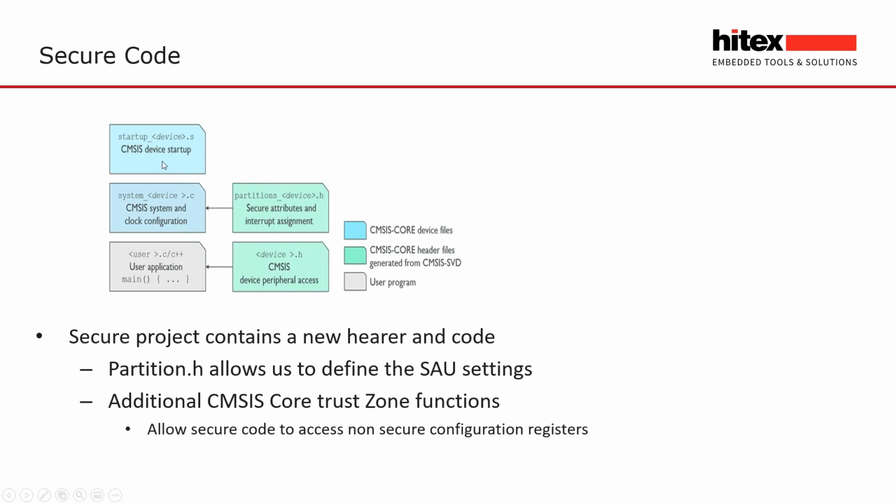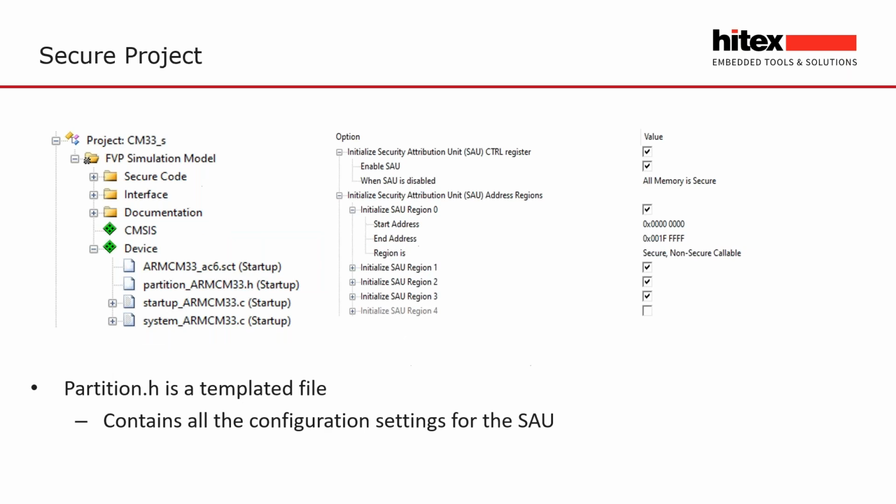So now when the device starts up, it will boot into the system code. It will configure the TrustZone security attribution unit. So by the time we reach main, the chip is now partitioned between secure and non-secure regions. We can then run any additional code that we want in main before we then jump to the non-secure code. So we've got one additional file here that again is templated code that we can configure.